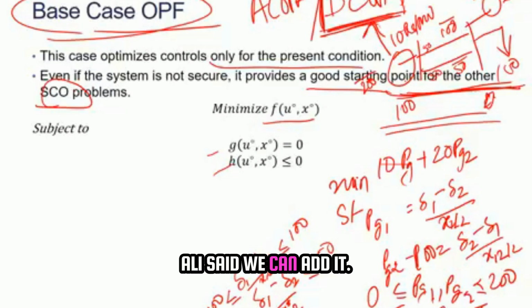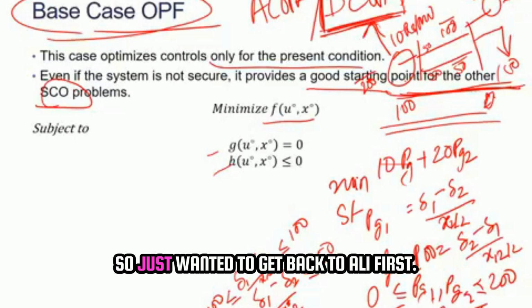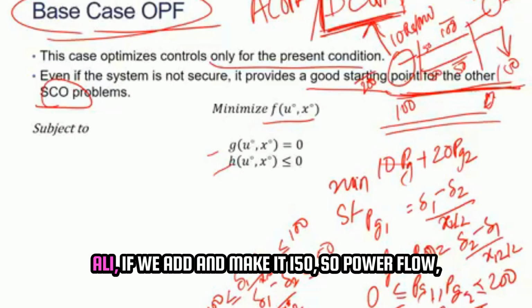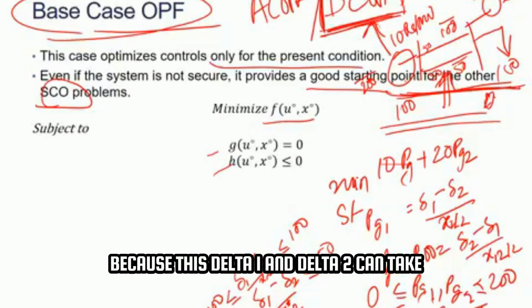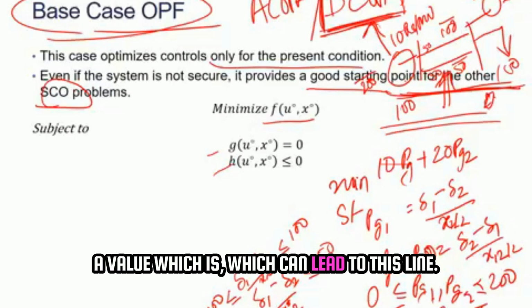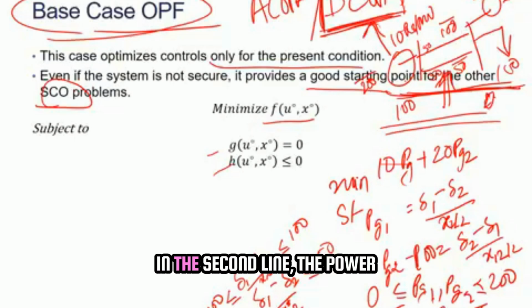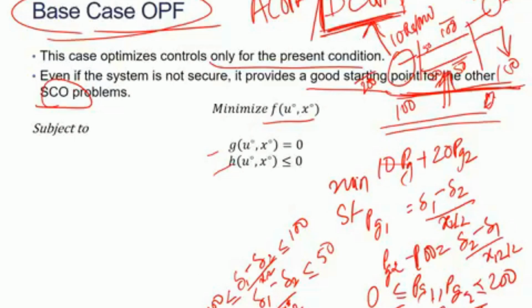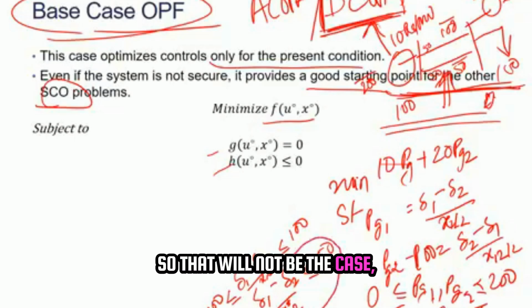Ali said we can add it. So I just wanted to get back to Ali first. Ali, if we add and make it 150, because delta 1 and delta 2 can take a value which can lead to this line, in the second line the power flow may lead to more than 50, right? Can you see this? Yes. So that will not be the case.